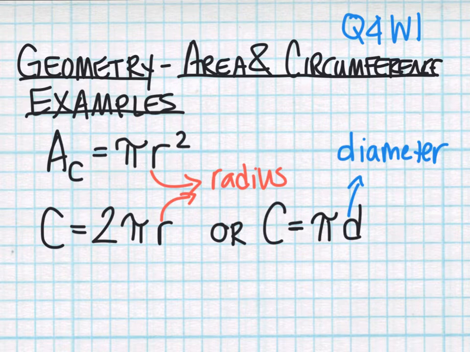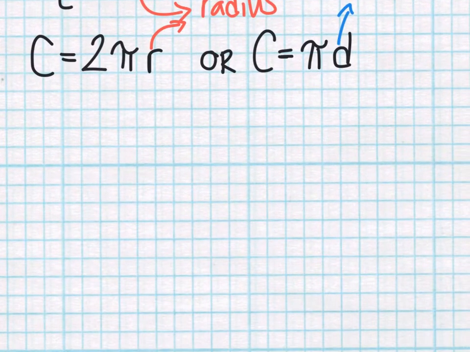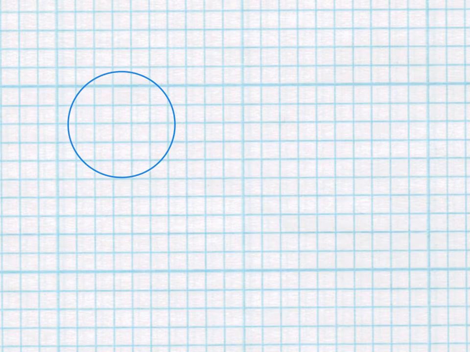So let's look at an example. Let's draw a circle to start with. That looks pretty good. So here's a circle. Let's put a center point in here. Here's a center point. Let's call that point Q. So this circle is Q, and I'm going to draw a radius. Call this point R.